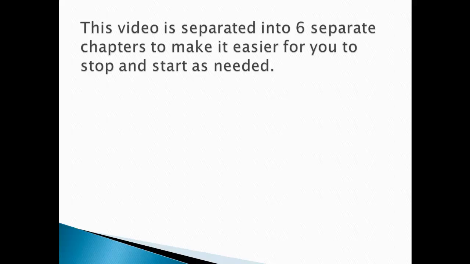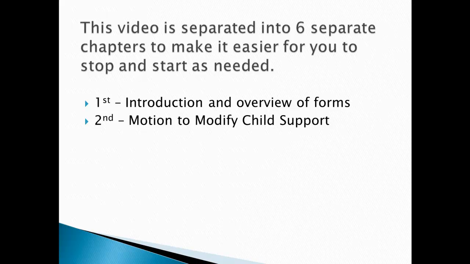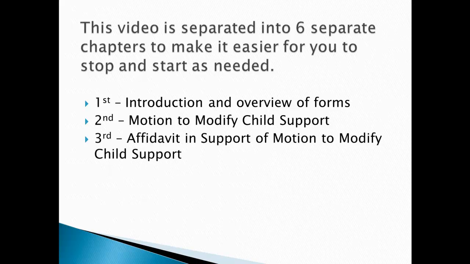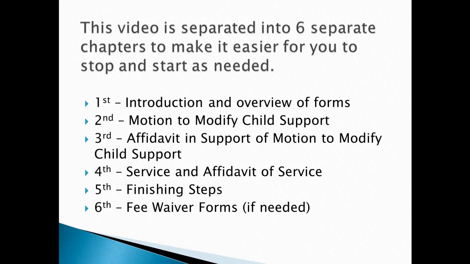This video is separated into 6 separate chapters to make it easier for you to stop and start as needed. The first chapter covers the introduction and overview of forms. The second chapter covers the motion to modify child support form. The third chapter covers the affidavit in support of motion to modify child support form. The fourth chapter covers the service of process, an affidavit of service form. The fifth chapter covers the finishing steps. And the sixth chapter, if needed, covers the fee waiver forms.